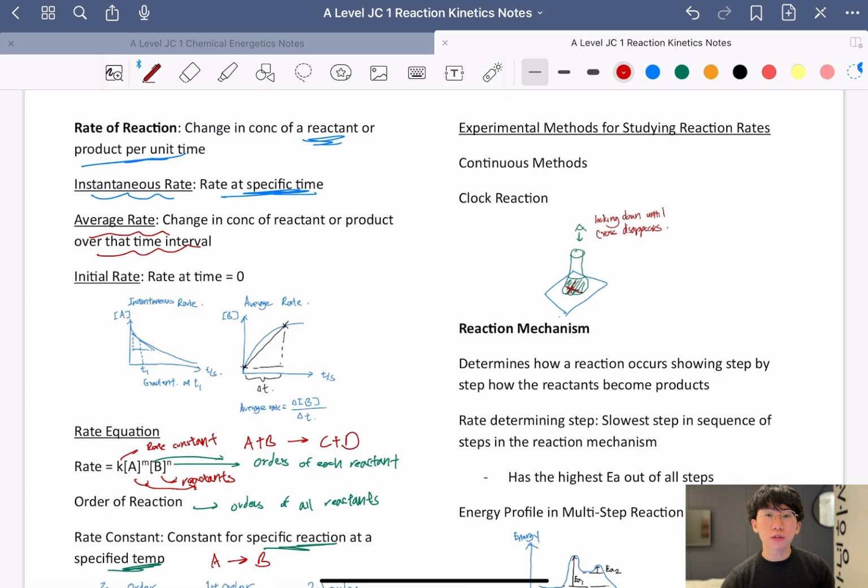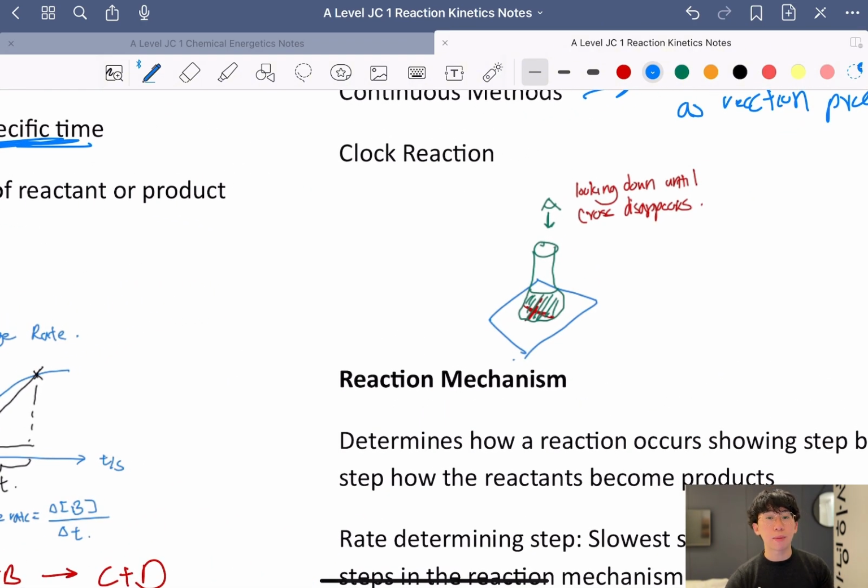Now moving on to some experimental methods for studying reaction rates, we have continuous methods. These methods, not going into too much detail, are ways to calculate the rate as the reaction proceeds. And you're always taking readings at different timings of the reaction. This is versus a clock reaction, which you would get to try in the practical.